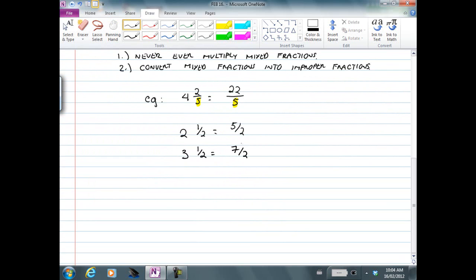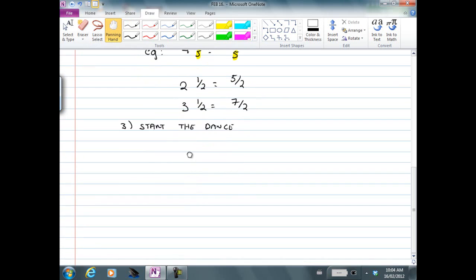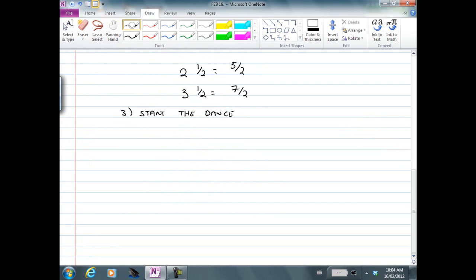No. Step 3. So we did step 1. Done. Step 2. Done. Step 3. Start the dance. Okay, look what I'm going to do. I'm going to write down my new fractions. 5 over 2 times 7 over 2. And I just start the dance. Can you multiply, reduce in any way possible? If not, multiply straight across.